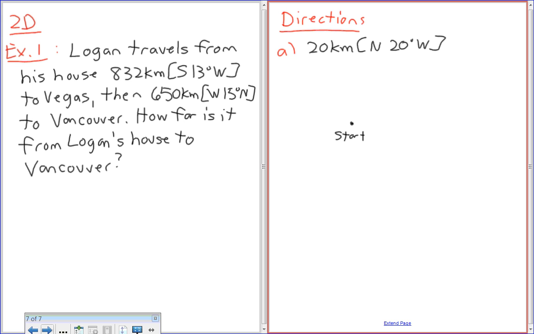For the starting point, the way we draw north 20 degrees west, George's got it right here. You're going to face north. Can you stay with me here, please? You're going to face north, and you're going to rotate west 20 degrees.